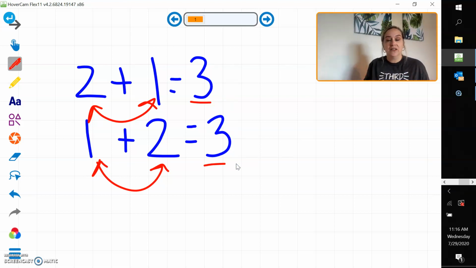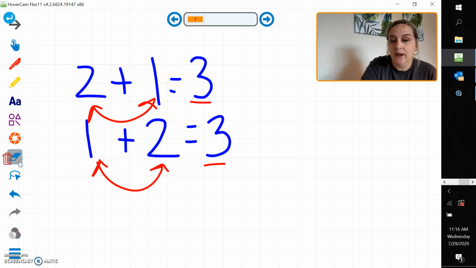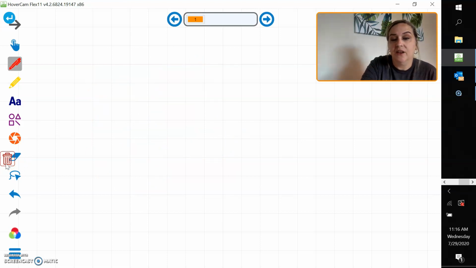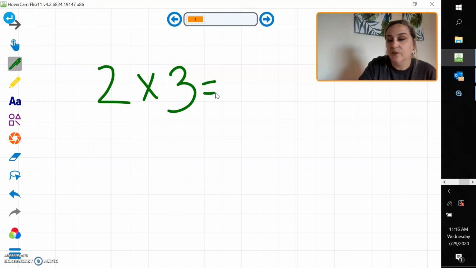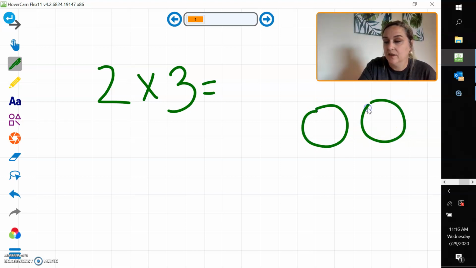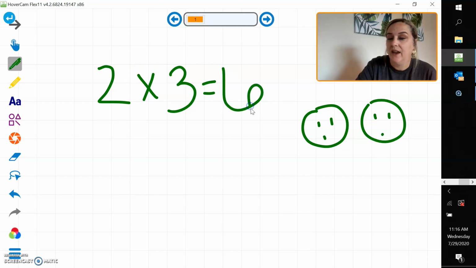Okay? Now, how does that relate to what we're talking about today? Well, the same thing works for multiplication. So we are talking today about the fact that the commutative property of multiplication tells us that if we have 2 times 3, so if we have 2 groups of 3, we get a product of 1, 2, 3, 4, 5, 6. Okay? Now, let's see if the commutative property works the other way.